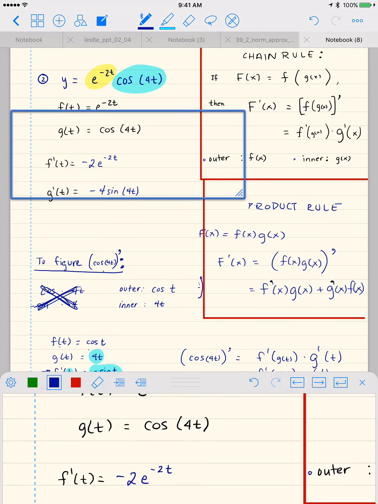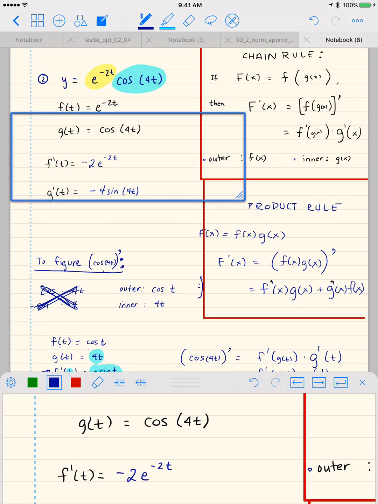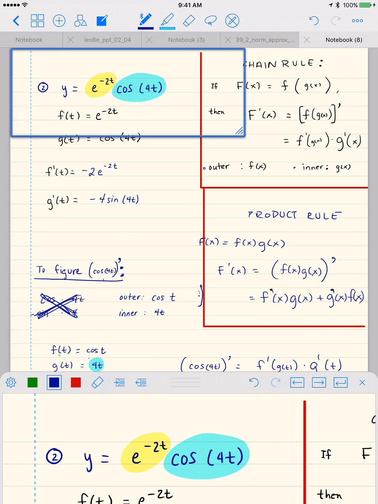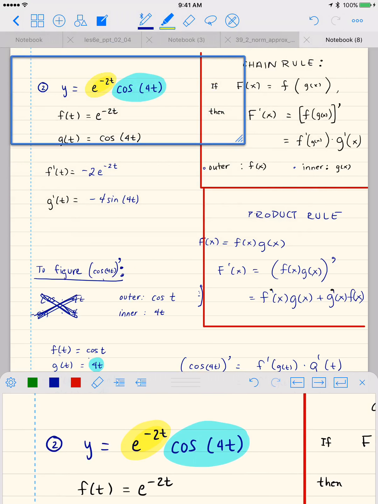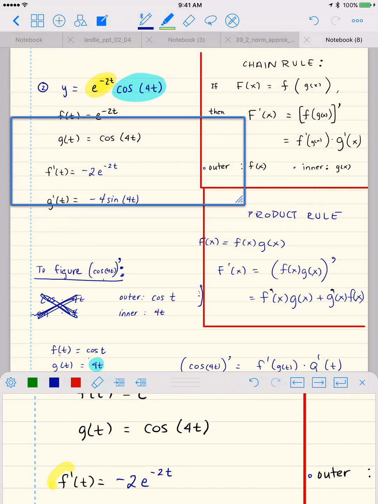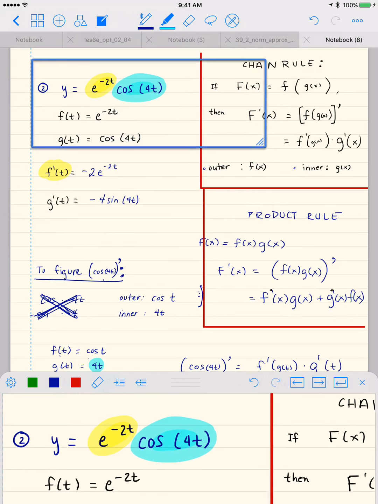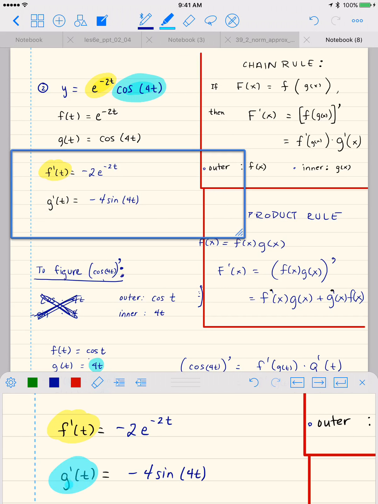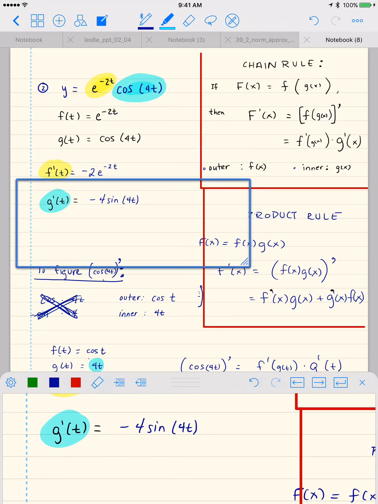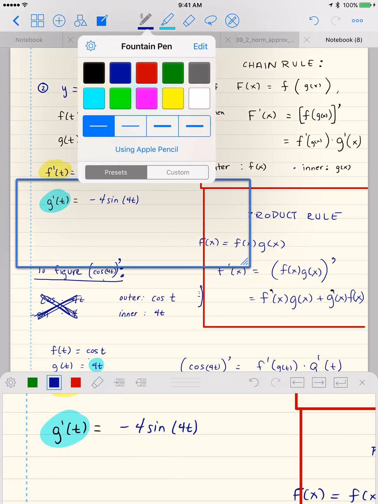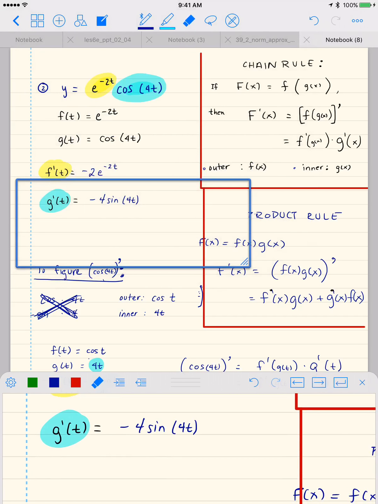So now I found the derivative of my first product, right? So that goes right here. So I've got that derivative. And I found the derivative of my second product, right? So the derivative of cosine 4t, I've got right here. And I'm ready to combine them, right? So in order to combine them, let's see, I guess I can erase again. Let's erase.